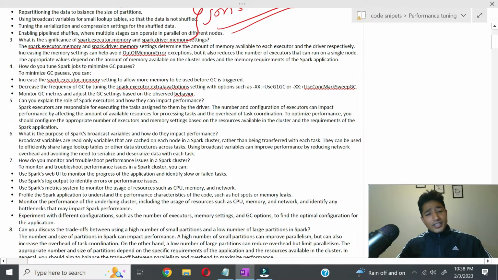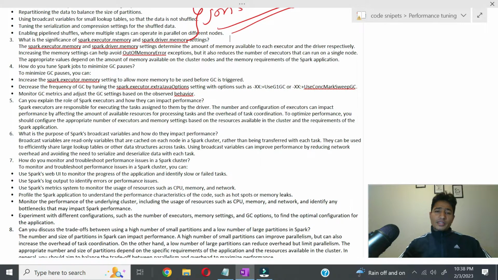Can you explain the role of a Spark executor and how it impacts performance? Spark executors are responsible for the execution of the tasks assigned to them by the driver. The number and configuration of executors can impact performance by affecting the amount of available resources for processing tasks and the overhead of task coordination. To optimize performance, you should configure the appropriate number of executors and memory settings based on the resources available in the cluster and the requirements of the Spark application.